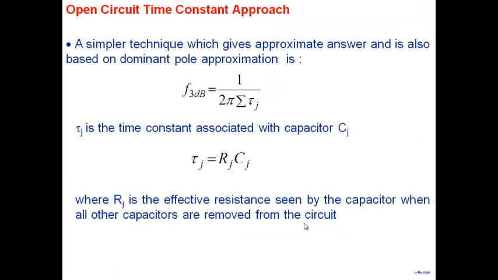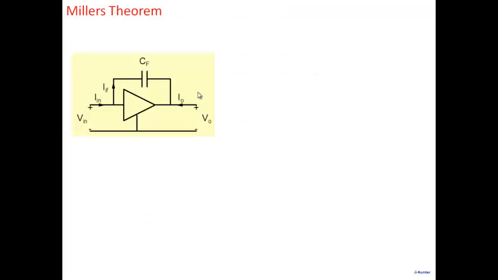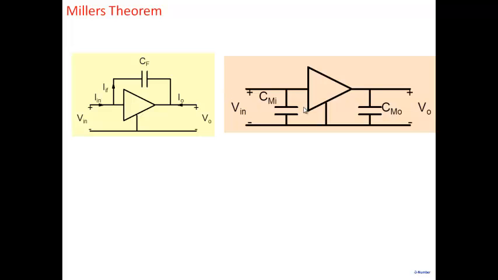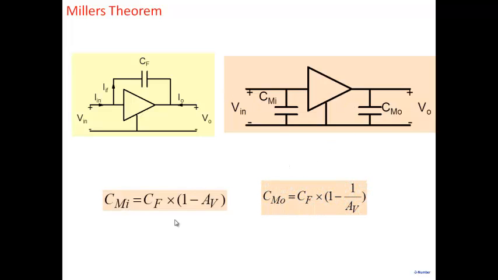The other way, as all of you know, is the open circuit time constant approach. Due to each capacitor, determine a time constant, sum them up, and that gives you a 3 dB frequency. And in that context, we use Miller's theorem. Anytime you have a capacitance between input and output port, you bring the capacitor, one to the input side, the other to the output side. All of you know this: 1 minus AV here, 1 minus 1 by AV here.